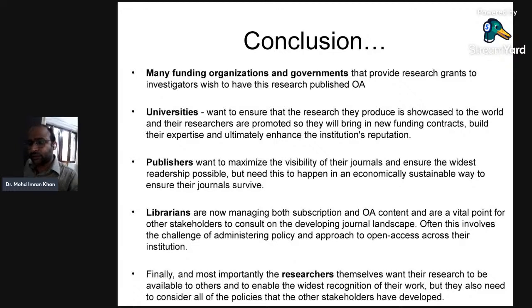As I told you earlier also, many funding organizations and governments, when they provide research grants to investigators, wish to have their research published open access. So whatever research you come out with from publicly funded projects, they expect that you publish in open access journals. This is the trend these days, because otherwise their research grant will not have more impact, also if more researchers and more investigators cannot access that research results.